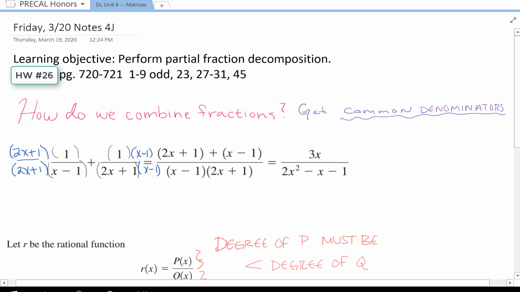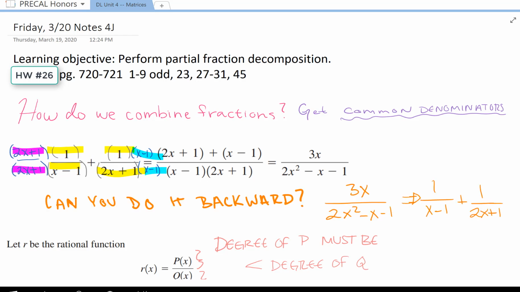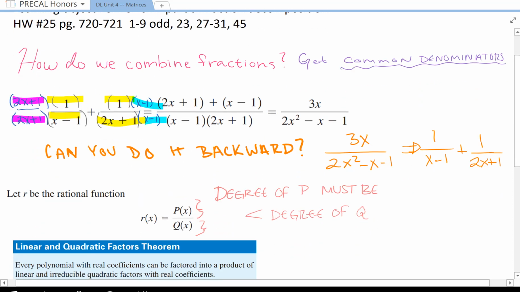Okay, let's get started. How do we combine fractions? We get common denominators. You remember this. We have this fraction and this fraction, and they need a common denominator, so you multiply whatever you're missing from one fraction, and whatever you're missing from the other fraction, so you can combine your like terms and get one fraction. But can you do it backward? Can you be given a fraction and change it up into separate fractions? I don't know. That's what we're going to do today.